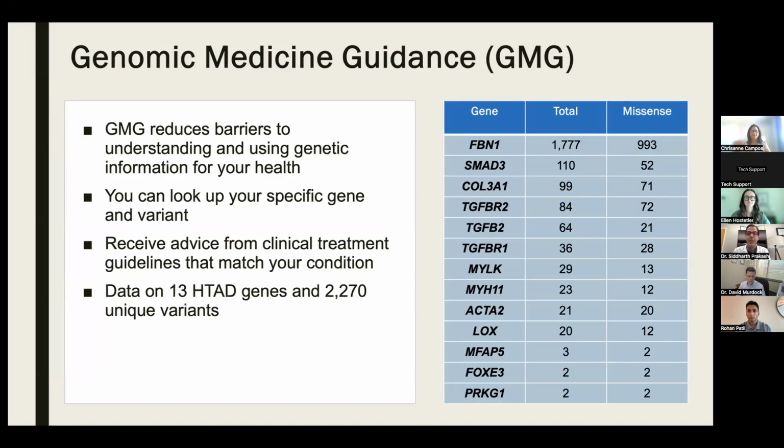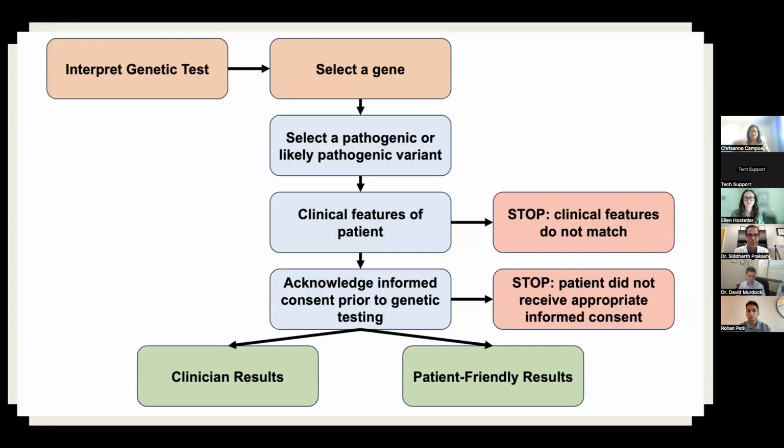If you notice, most of these genes are the most frequently found to be mutated in people with a family history of aortic aneurysms or dissections. There are others, and in the future, we may expand the focus of the app, but I will walk you through a little bit of the features first.